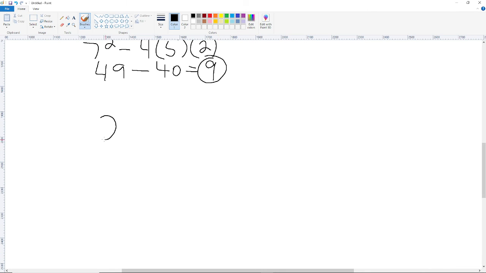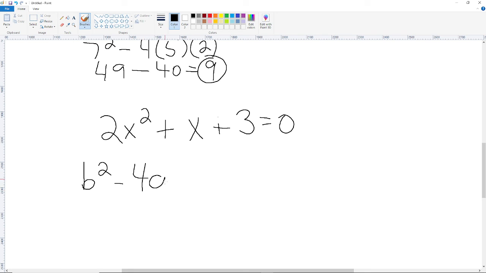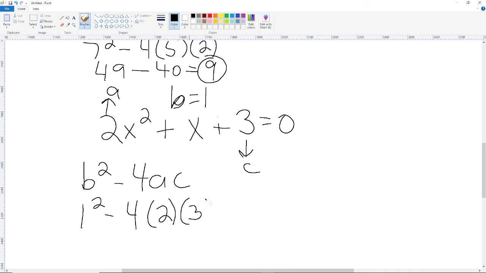Let's try 2x squared plus x plus 3 equals 0. All right, remember, we're worried about the discriminant, b squared minus 4ac. Here's a. There's no number there, so b is just equal to 1. When there's no number, it just means 1. And then c is equal to 3. All right, so b squared, 1 squared, minus 4 times 2, which is a, times 3, which is c. 1 minus 24.